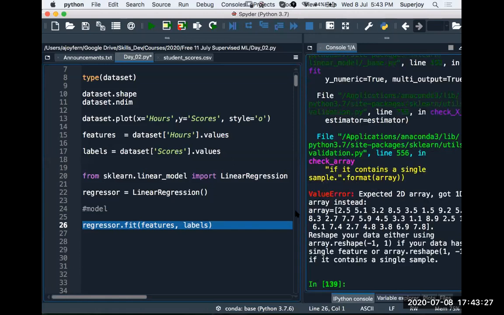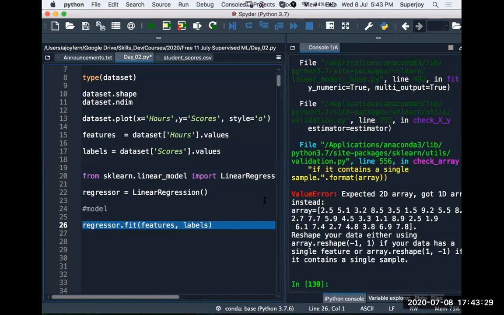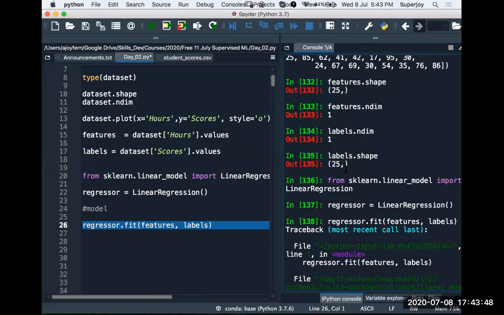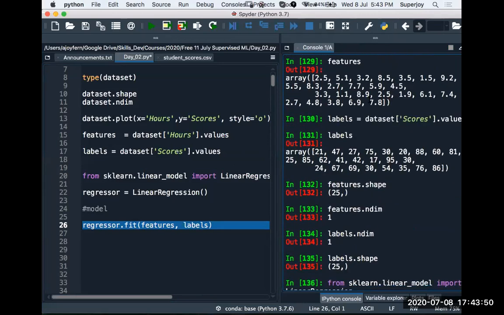Okay, we got an error now, guys. Let's everybody focus on this. It is saying expected a 2D array and got 1D array. It is saying I needed a 2D array, and you gave me a 1D array. Which array is it talking about? 2.5, 5.1, what were they part of? If you remember, these are the features. It is saying that the features have to be two-dimensional. As of now, your features are one-dimensional.